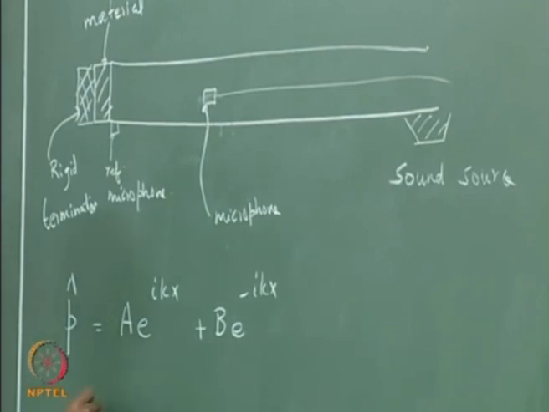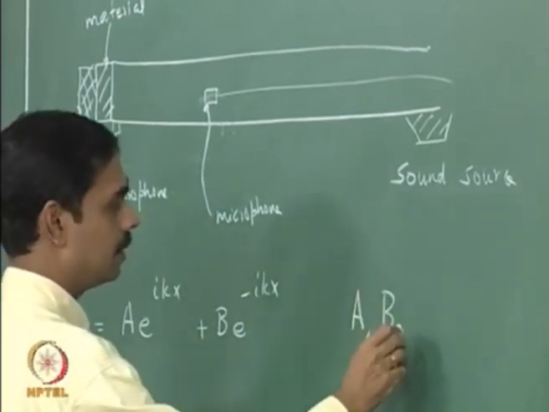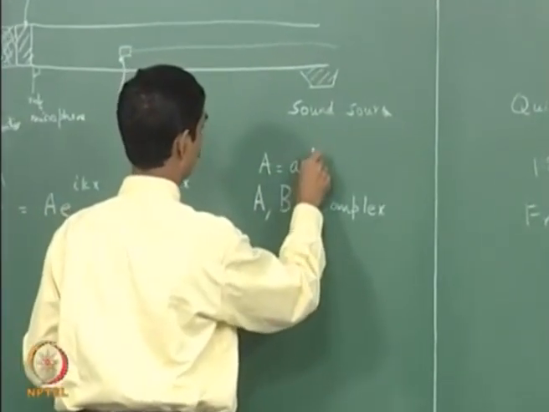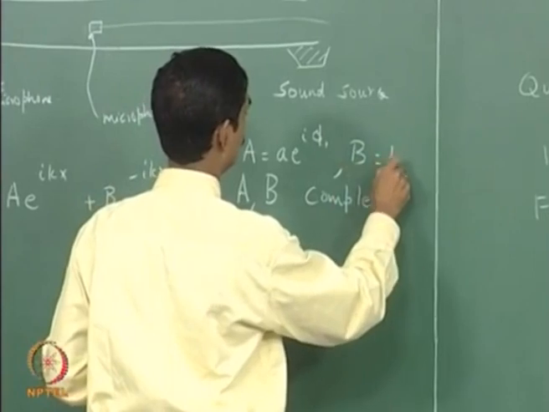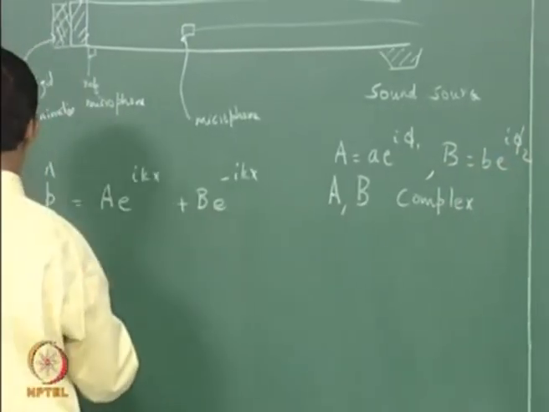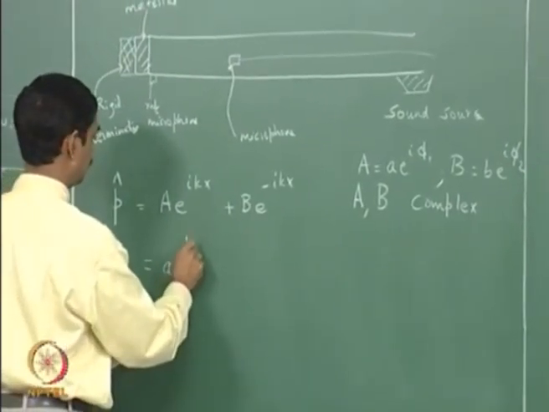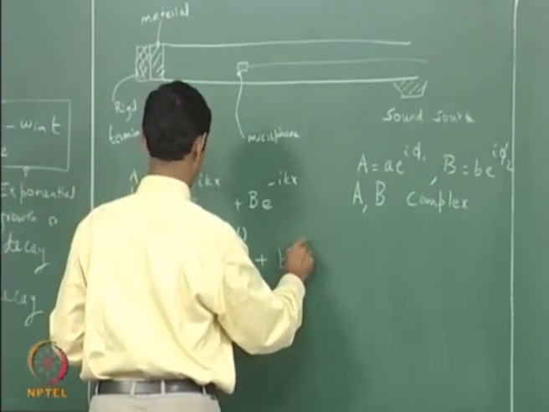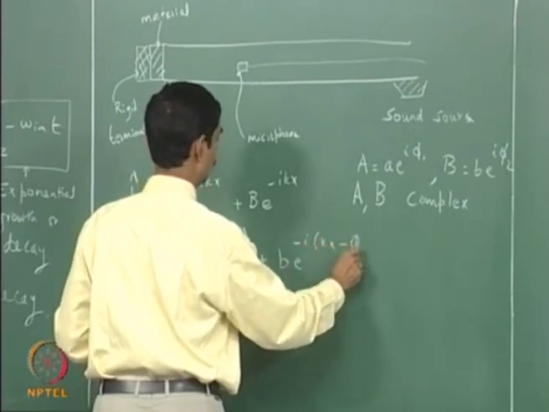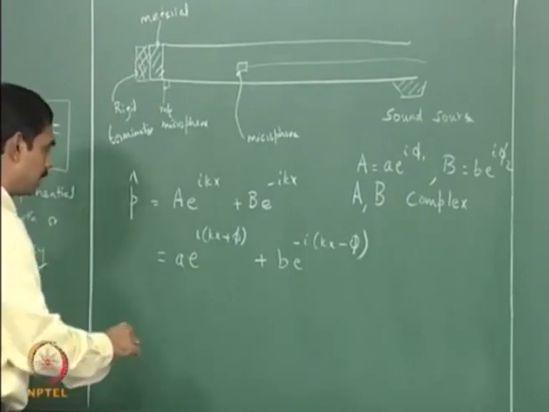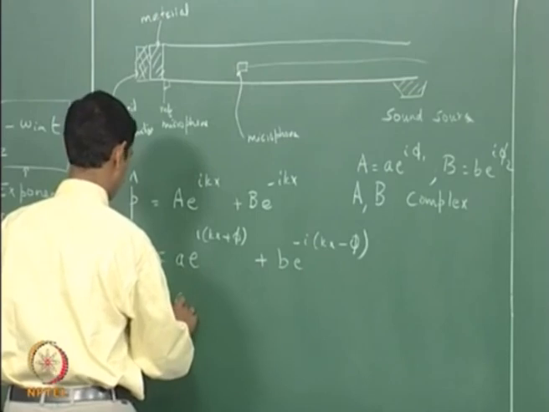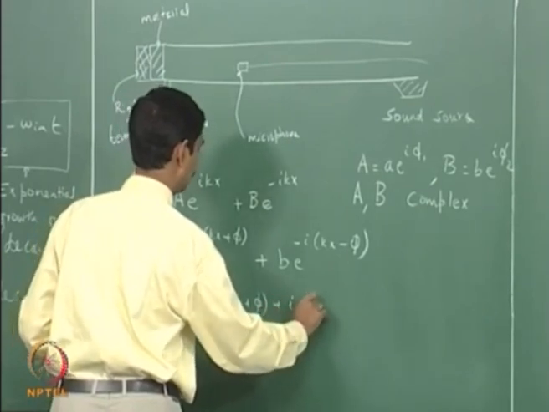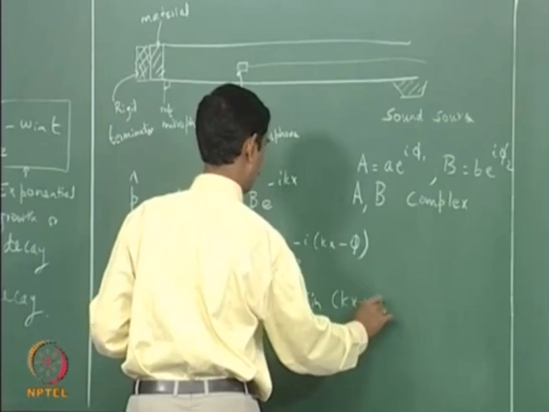So we can say that in general A and B are complex. So you can say A equal to A e power i phi 1, B equal to B e power i phi 2. If you put that in here, you will get A e power i times (kx plus phi) plus B e power minus i times (kx minus phi). Now we will go to trigonometry to do some algebra. So this can be written as A cos(kx plus phi) plus i sin(kx plus phi).